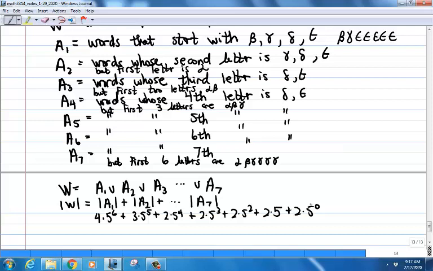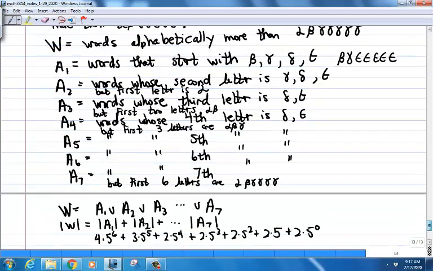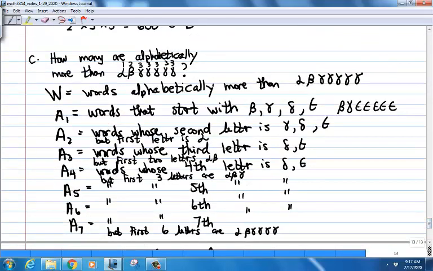Wow, we really went about that the hard way. I encourage you to think of it as a complement. I think you can do it a little bit shorter. It'll still take some thought, but think of it as a complement. So what would the complement be? I'm not going to count the complement, but if I say think of this as a complement, here's what I mean. We want the words, right, alphabetically more than this string, correct?